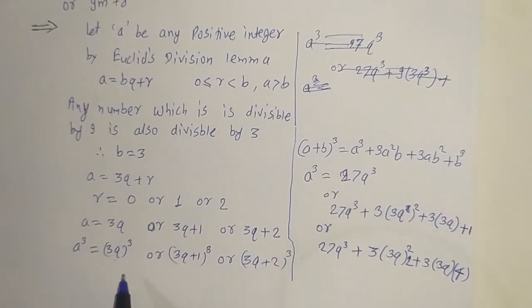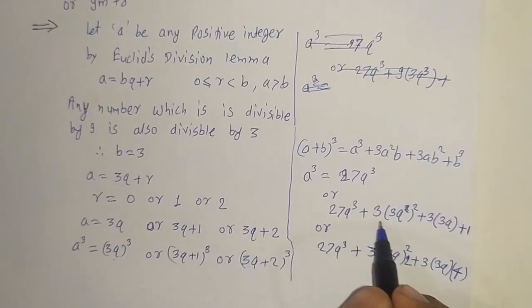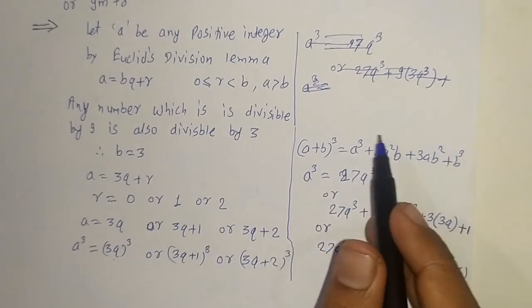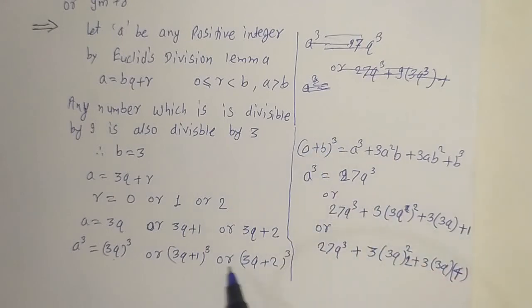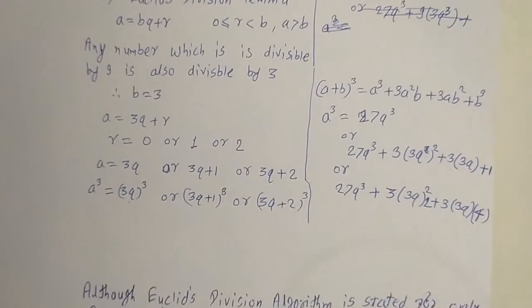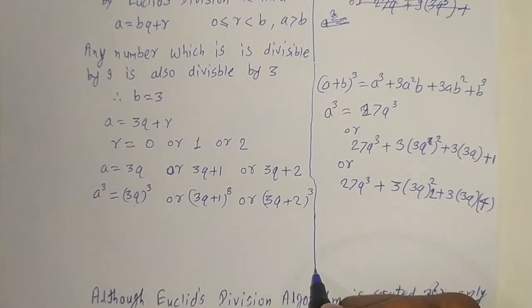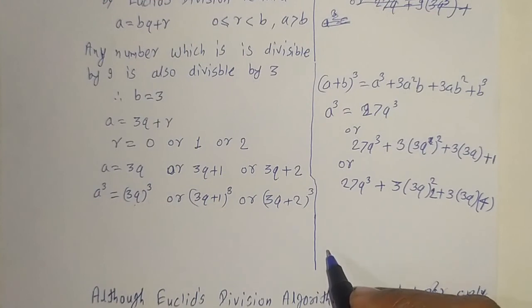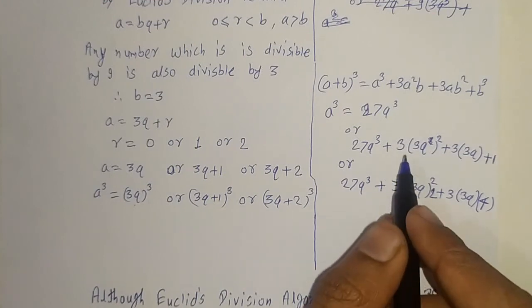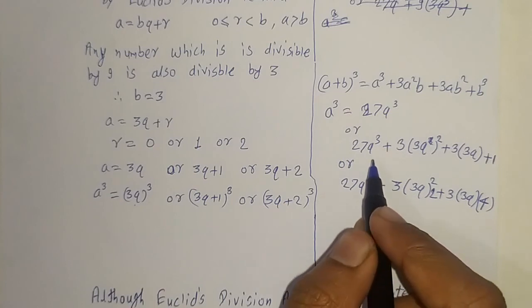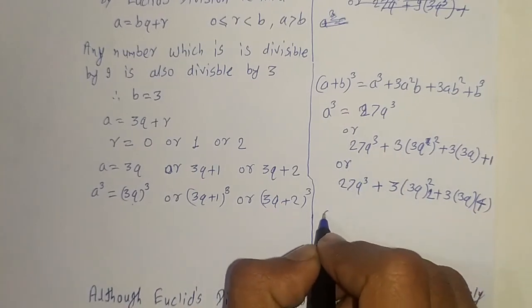Let me explain it to you one more time. 3q cube will be 27q cube. 3q plus 1 whole cube will be this equation. Use this generalized equation formula to expand these equations. Here also, the third equation, 3q plus 2 whole cube, will be this equation. If you look into these equations, you can easily take out 9 as the common factor from these two equations. So what will be the final form you will be getting?